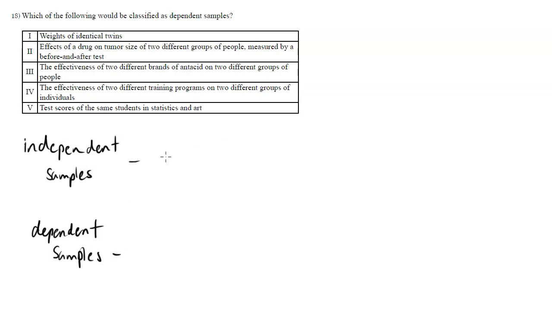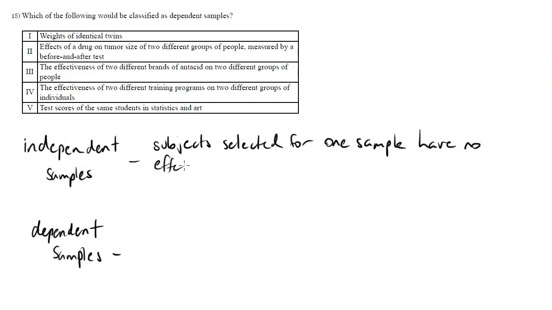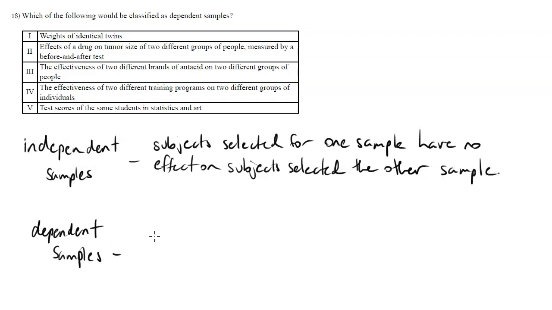Okay, so independent samples, to be an independent sample, let's say subjects selected for one sample have no effect on subjects we're talking about two samples here selected for the other sample. And for dependent samples, subjects selected for one sample have an effect. Okay, so that's the difference between the two.